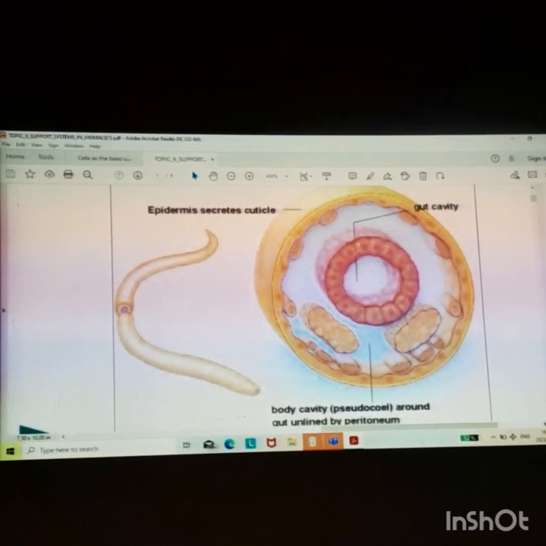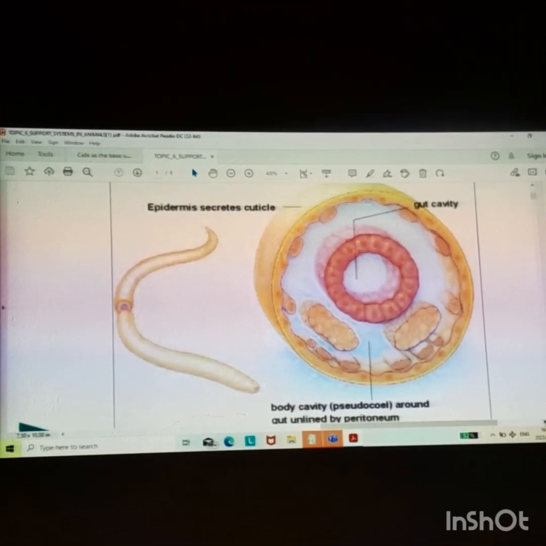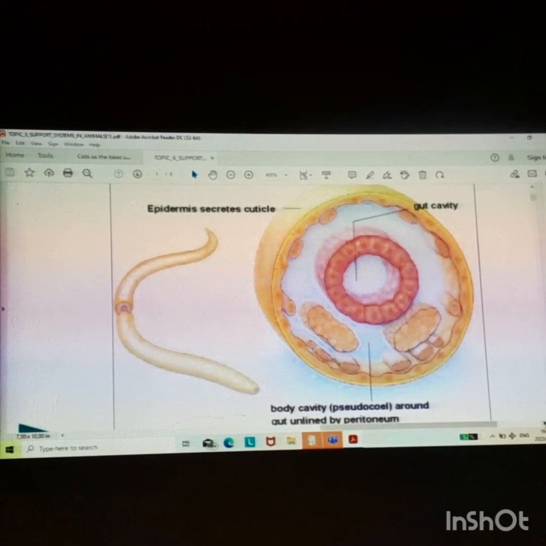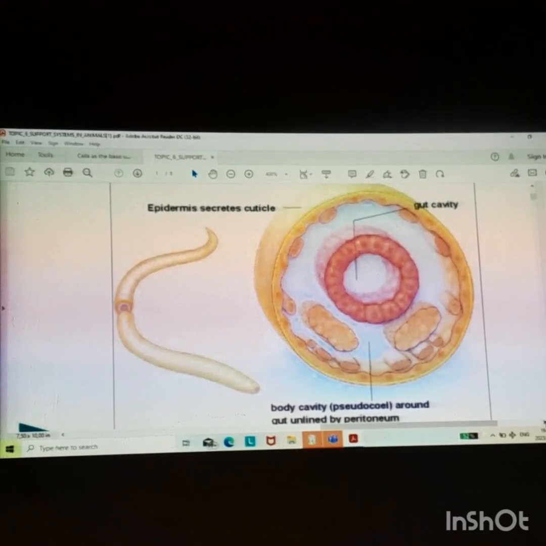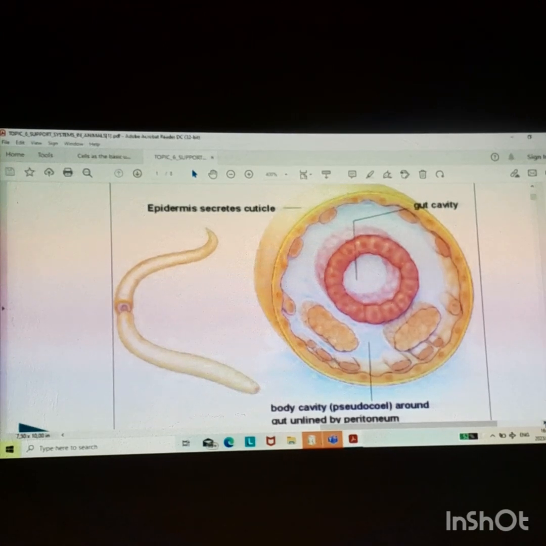This skeleton also limits its size, meaning that these organisms cannot overgrow their size. It also limits the speed or the movement of the organism, meaning that most of these organisms move very slowly. They are not fast, they are slow, meaning that this type of skeleton limits their movement.